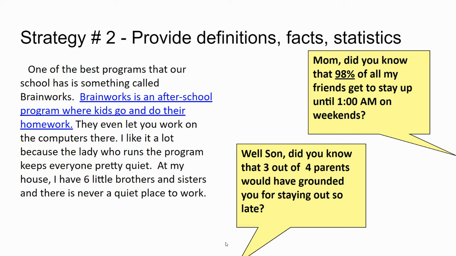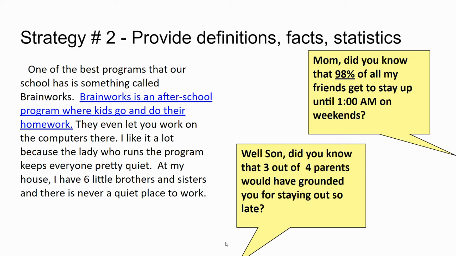So an example provided for you here, one of our best programs that our school had is something called BrainWorks. BrainWorks is an after-school program where kids go and do their homework. That's a definition. Now, it's not a definition maybe you'd get from a dictionary, but it is still the definition of what that word is. As you are telling your narrative, you may have a word that is unusual or something that your readers may not recognize. If that's true, you're going to want to provide them a definition.